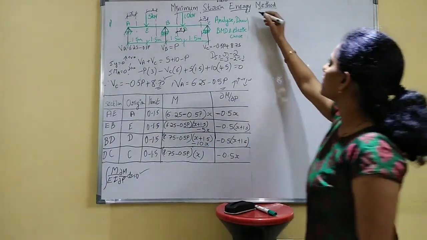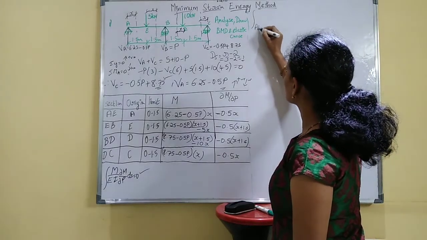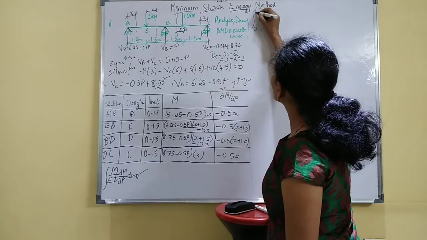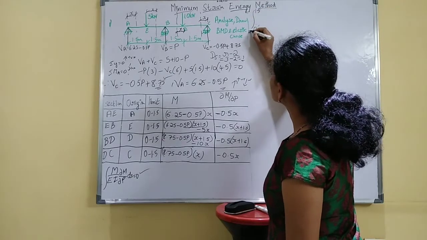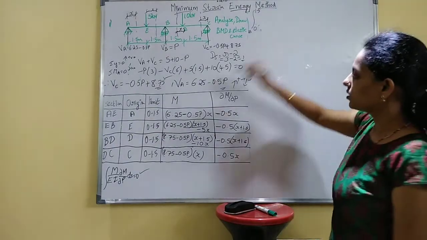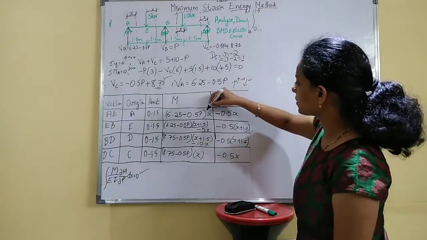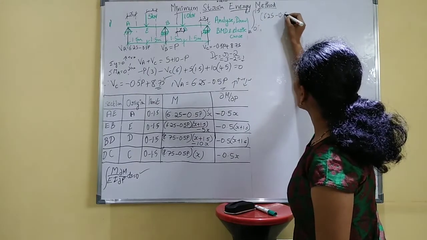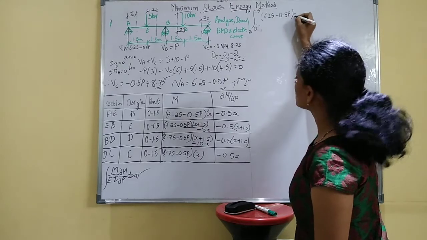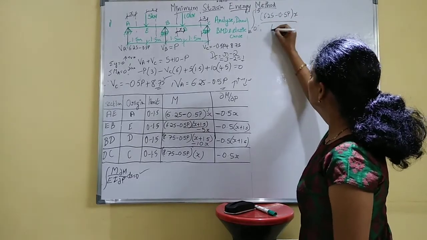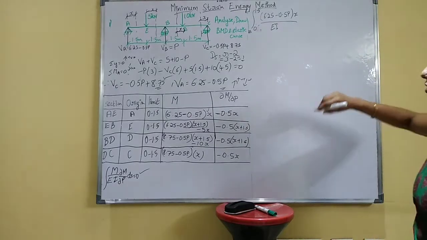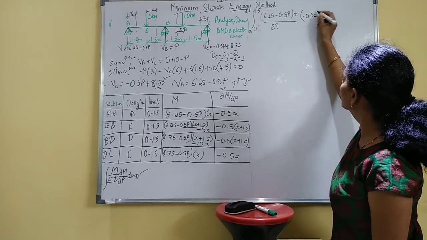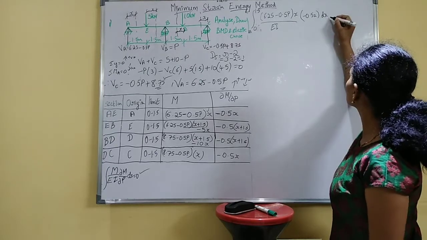So first I'll consider just section AE, with limit 0 to 1.5. Just write it here, AE. What is M? M is nothing but this: 6.25 minus 0.5 times P into X, divided by EI. Here there is no I variation, so throughout it is EI. And this is minus 0.5 times X into dx. Simplify it.